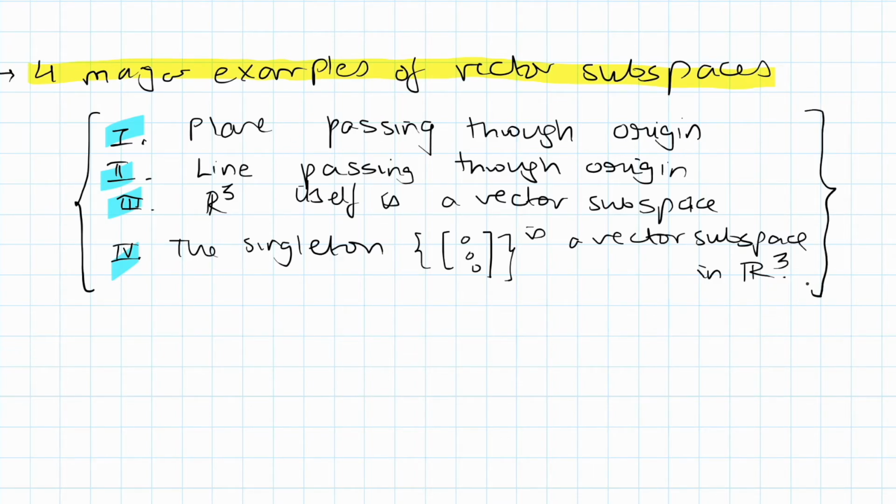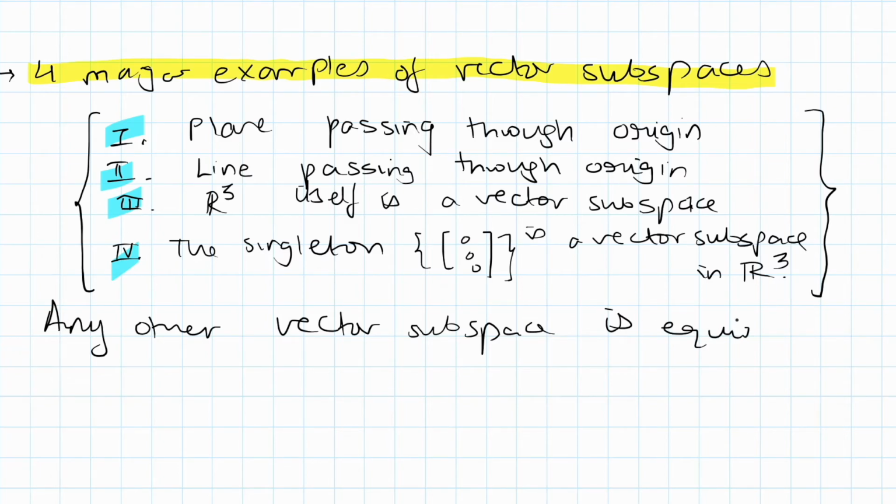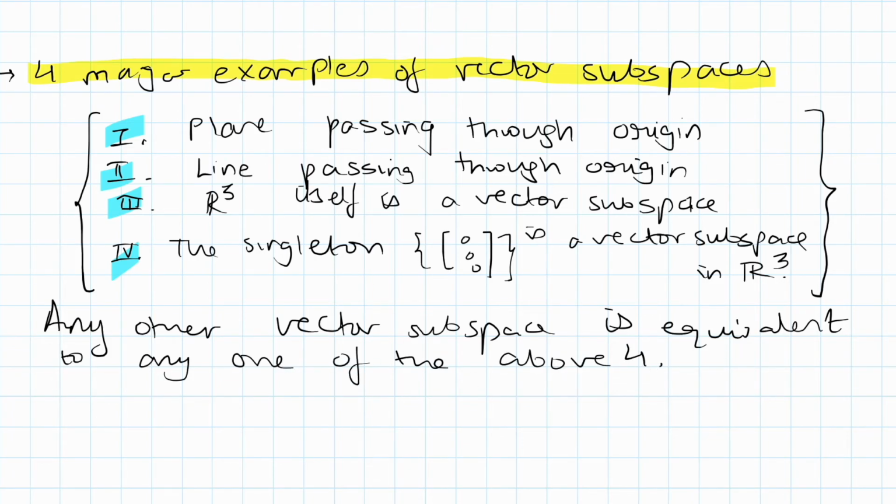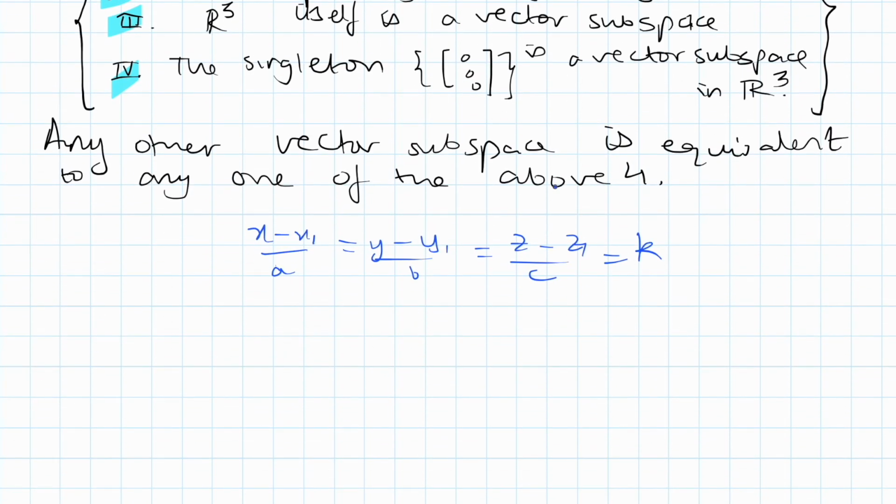Any other vector subspace is equivalent to any one of the above 4. This is very important. As we did in the example above, it's clear why I'm saying that a plane is a vector subspace. Similarly, let me take an example of a line, (x minus x1) upon a is equal to (y minus y1) upon b is equal to (z minus z1) upon c is equal to, say, some constant k. So this is the equation of a line actually, but it's not passing through origin.